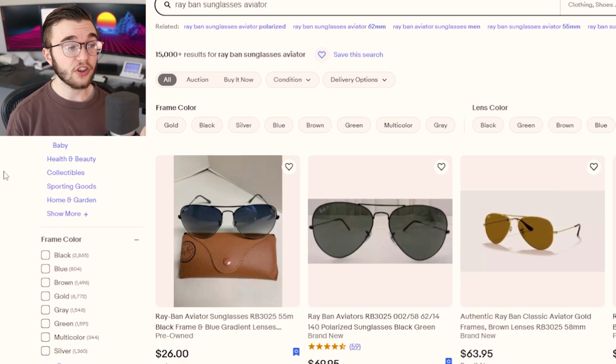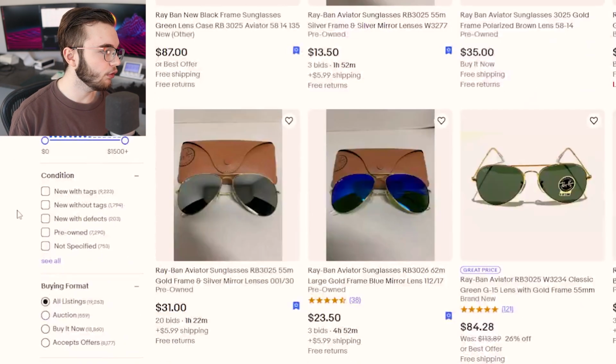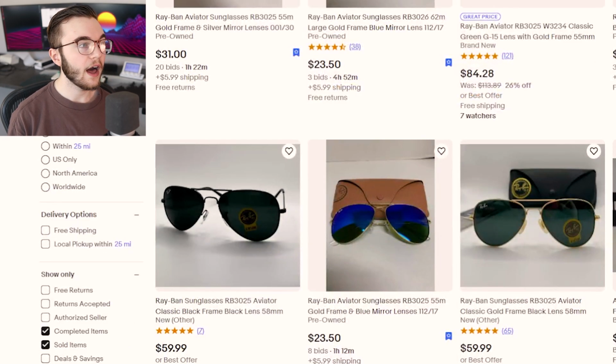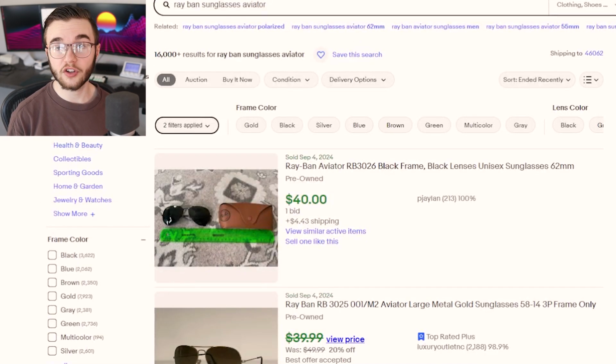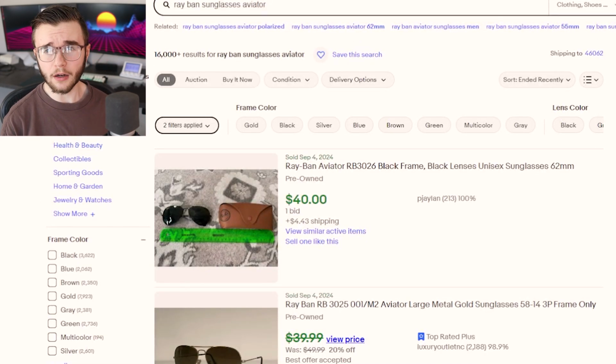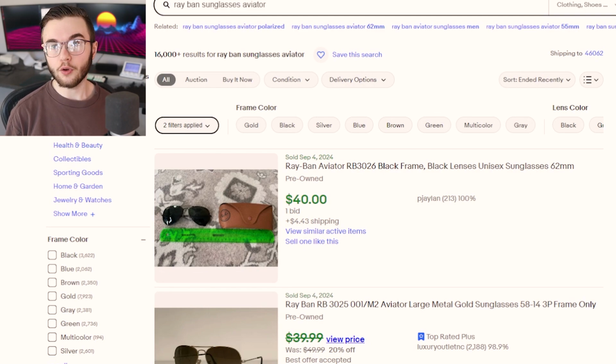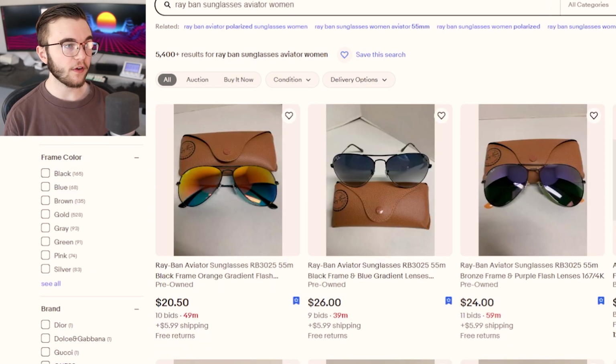Now, aviators is the most popular thing when it comes to Ray-Ban's sunglasses, and you'll see that there's 15,000 of them. And if we scroll over here to sold items, you'll see that there's 16,000 sold. That's an even better sell-through rate. So now you know that if you label something as a Ray-Ban aviator sunglasses, that it'll have a sell-through rate of 110%.